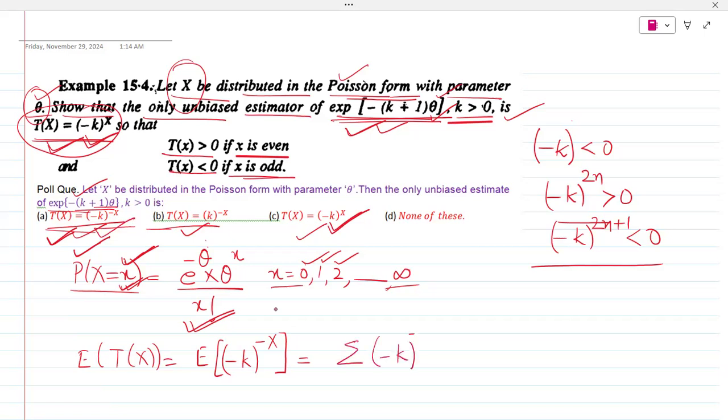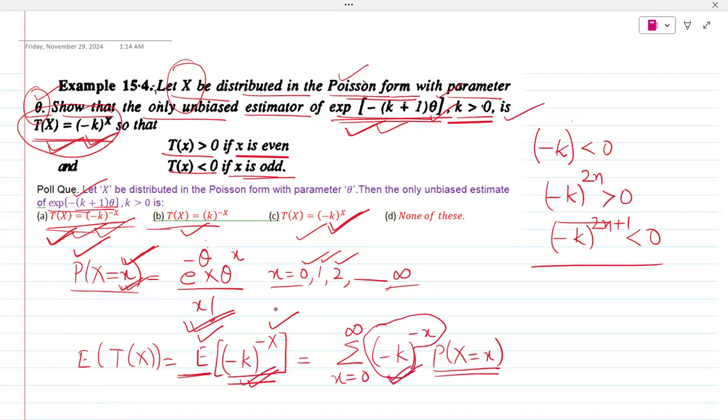So we have (-k)^(-x) into the probability of x. In the previous lecture, I explained that the expected value of any function of a random variable is the values taken by the function into the corresponding probability. And here x is from 0 to infinity, as I stated.